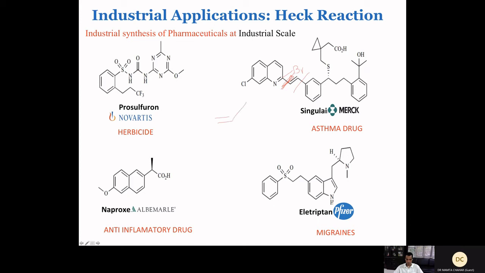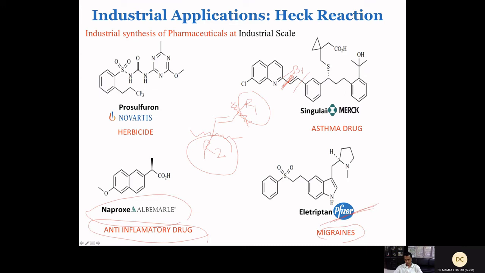So if it is an olefin with R groups here, let's say R1 and R2, you can cut this either here as an aryl group. Since R1 and R2 are all aryl groups, you can cut either in here or in here, which I thought would be fascinating. Okay, and then of course naproxen, an anti-inflammatory drug, and for migraines there is this eletriptan, which is a Pfizer drug, that can also be synthesized.